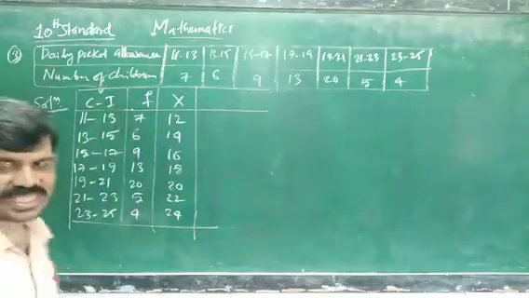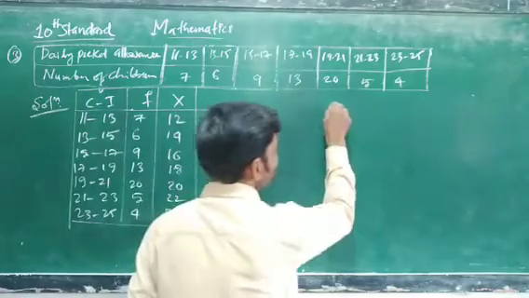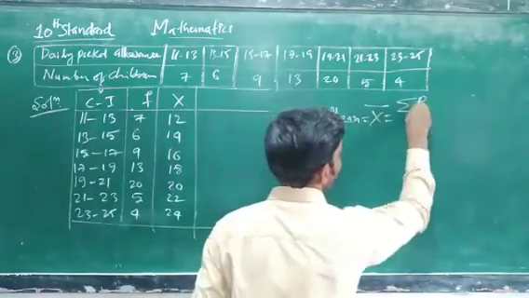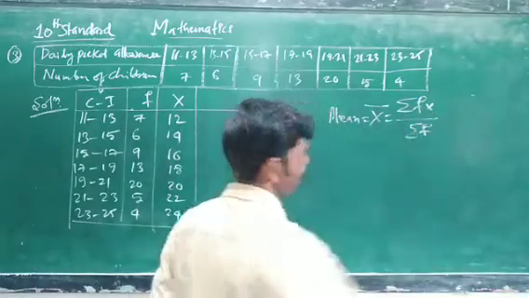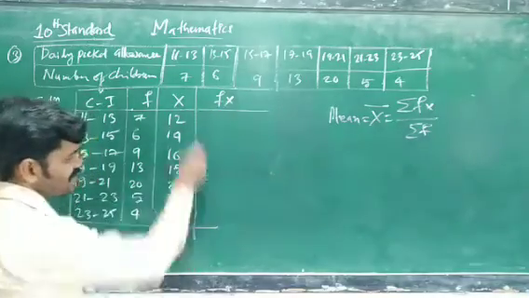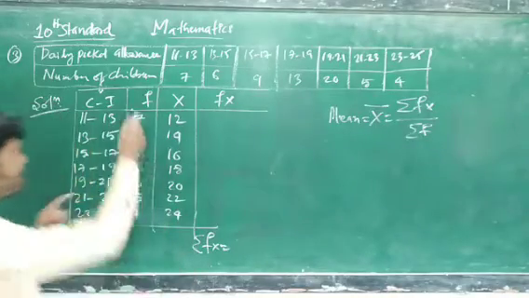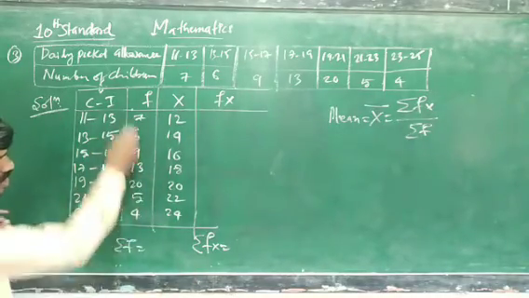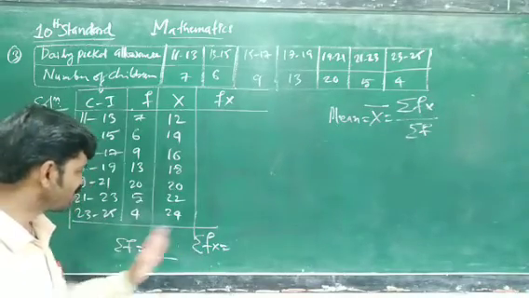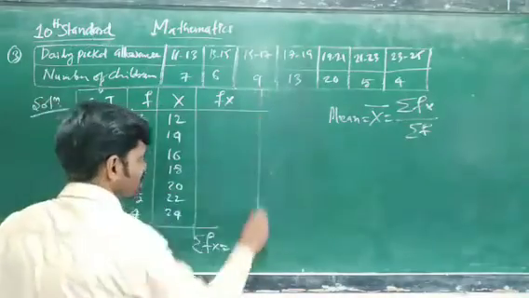So we have f and x. What is the formula? Mean is equal to x bar, that is equal to summation of fx divided by summation of f. So we have f and x. Multiply f and x, add all these things, that is summation of fx. Then we can apply it. Summation f, add all these things, we get a number. This divided by this is the mean. I hope you could understand this.